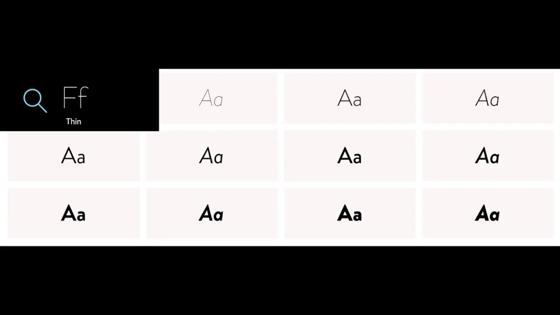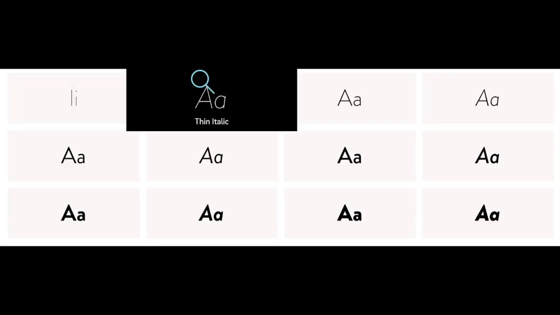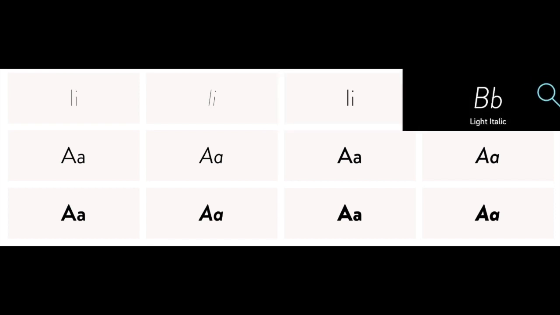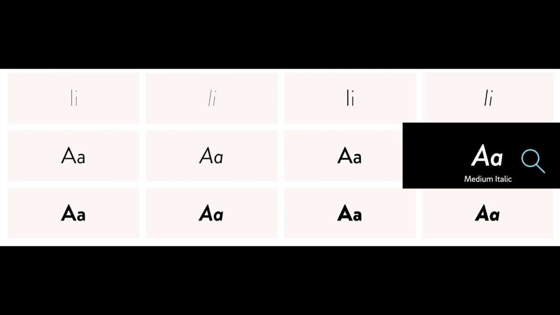There are 12 total forms of Brendan Grotesque, all handcrafted, from thin to black, with italic versions of each form. Although the letter forms of Brendan Grotesque are based on the geometric typefaces of the 20s and 30s, the forms have been optically corrected for better legibility.